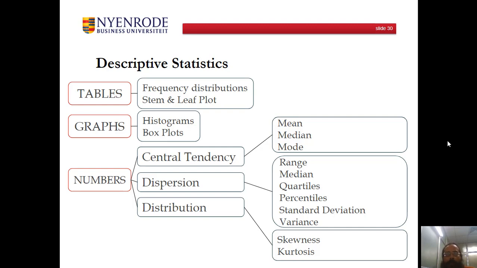In central tendency, the measures that we typically look at are mean, median, mode. In dispersion, we look at things like range, median, quartiles, percentiles, standard deviation, variance. In distribution, we look at things like skewness and kurtosis. We will go into details of these measures one by one.